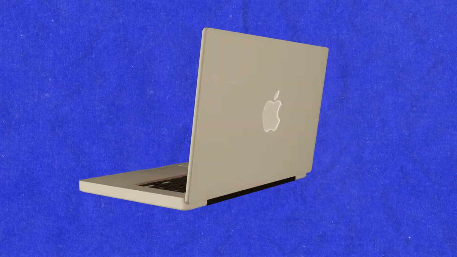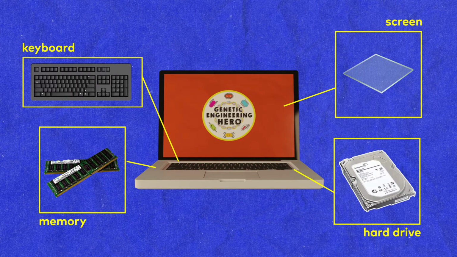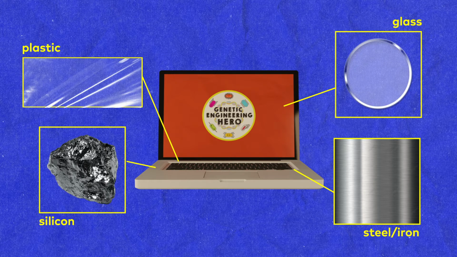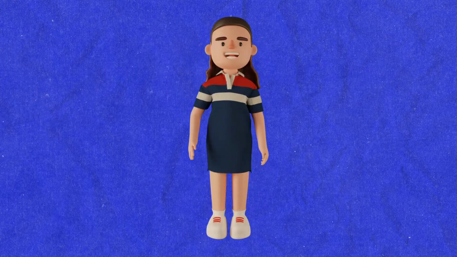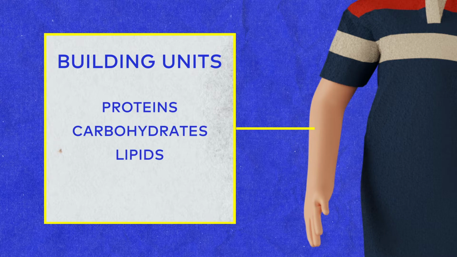We're familiar with computers. They have many parts: keyboard, memory, screen, hard drive, and many others. As you may have noticed, they can be made of plastic, glass, silicon, steel, or iron. Just like that, human bodies are made of cells that are a bit more complex. Cells are fundamental building units of living organisms, and they are made of proteins, carbohydrates, lipids, and nucleic acids, which are the focus of today's video.